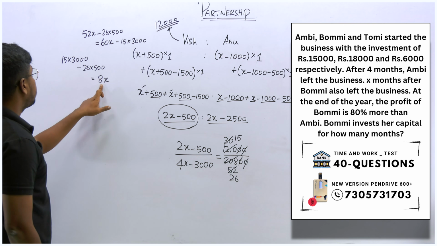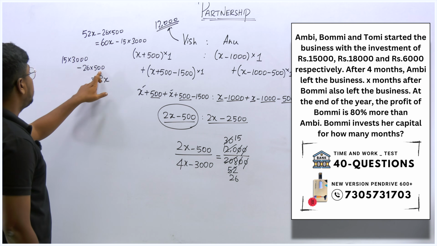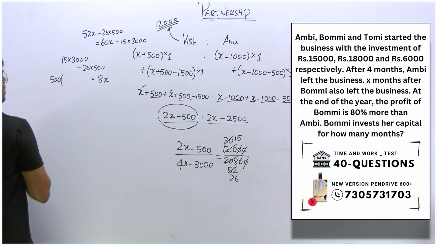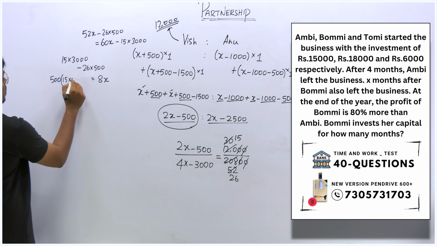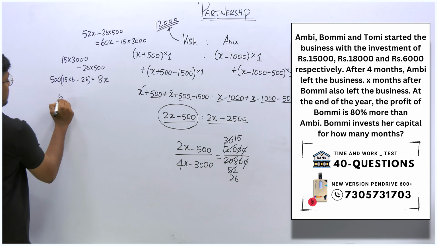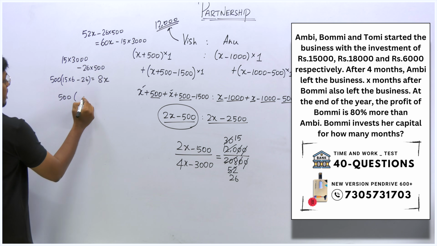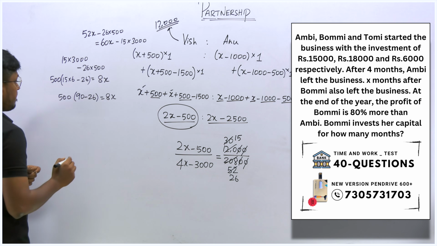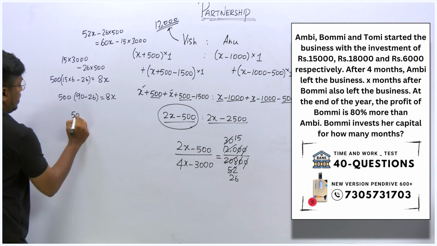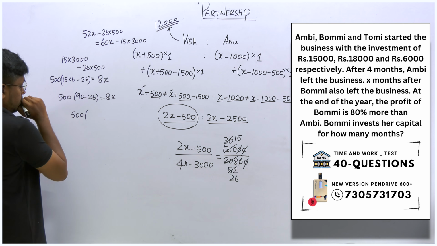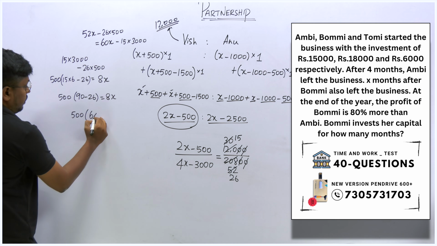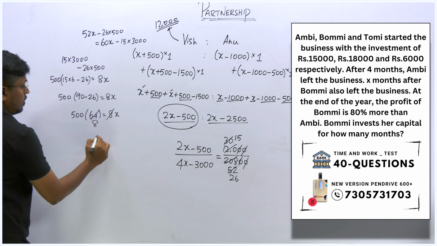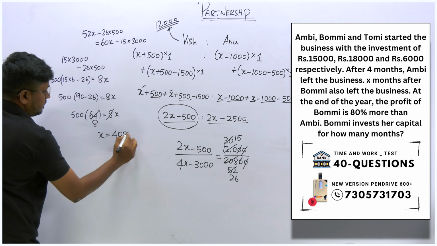So 15 into 3000. So what we can do is I can take 500 outside. So this will be 15 into 6 minus of 26. So 500 into 90 minus 26 is equals to 8x. So 500 into 64 is equals to 8x. This will be 8 8s are 64. So x is equals to 4000.